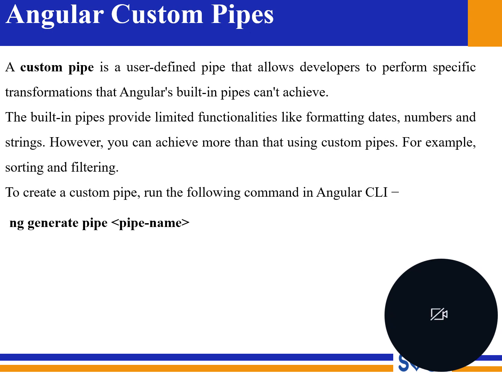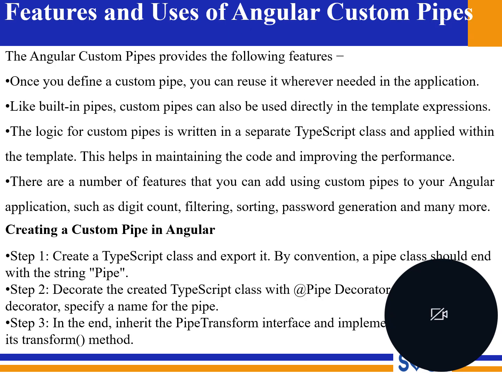Next one is the Angular custom pipe. The custom pipe is a user-defined pipe that allows the developer to perform specific transformations that Angular built-in pipes can't achieve. The built-in pipes provide limited functionality like formatting dates, numbers, and strings. However, you can achieve more with a custom pipe, for example sorting and filtering. So this is the syntax followed for the Angular custom pipe: ng generate pipe, then you have to give the pipe name.